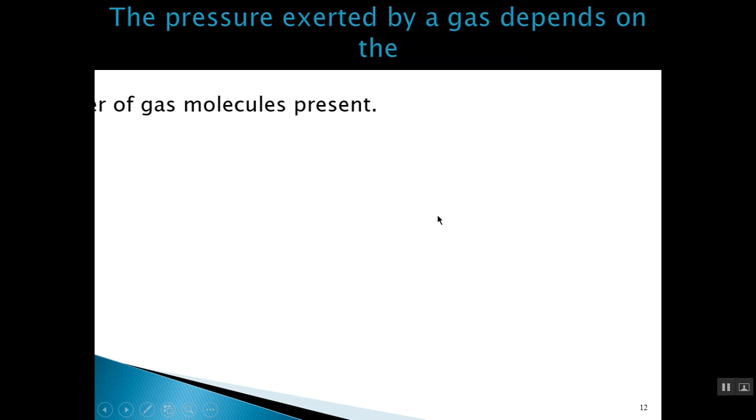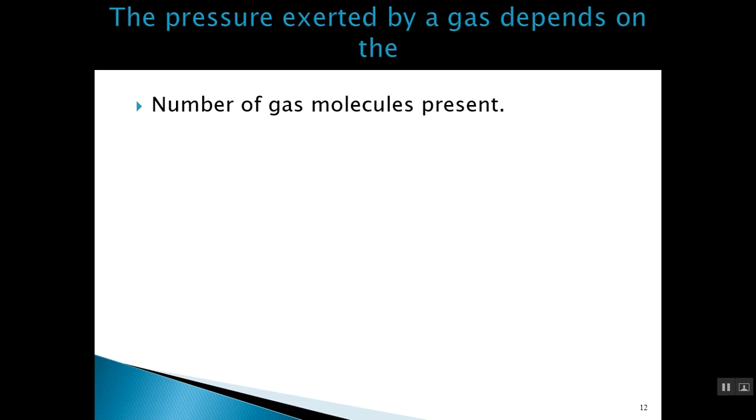Now, the pressure exerted by the gas is dependent on several factors, not the least of which is the number of gas molecules present, which makes sense. The more molecules you have, the more collision frequency with the walls the particles will have, and therefore the pressure would increase. The temperature of the gas, that makes sense as well. As you increase the temperature, the particles move more quickly, they collide with the walls of the container more frequently, exerting greater pressure.